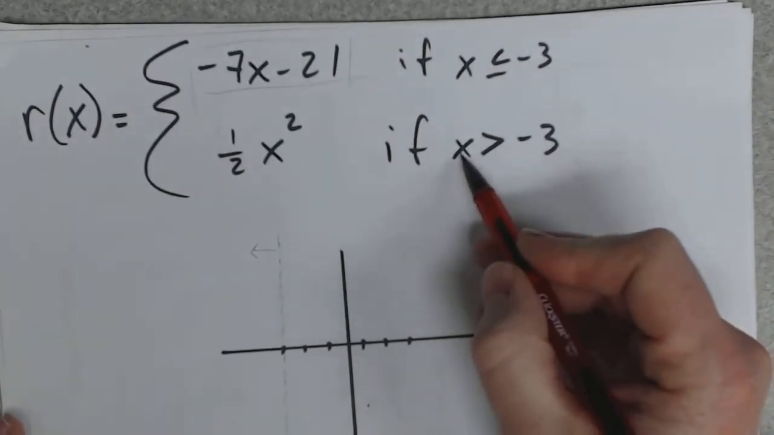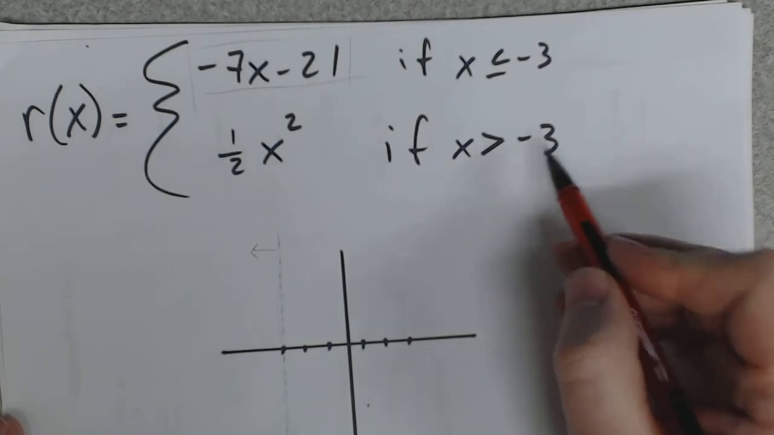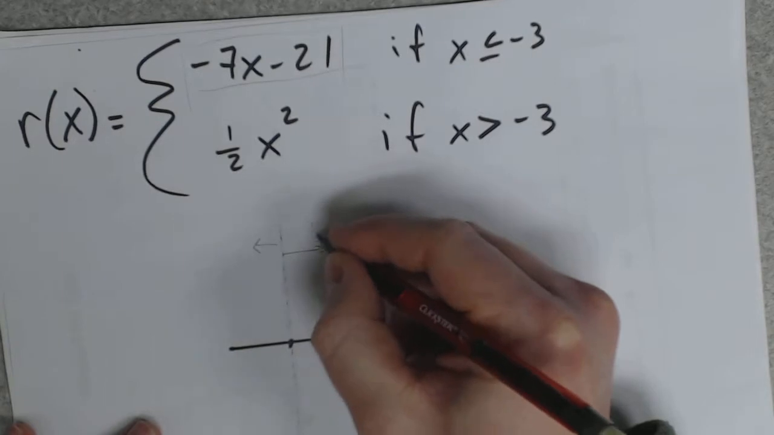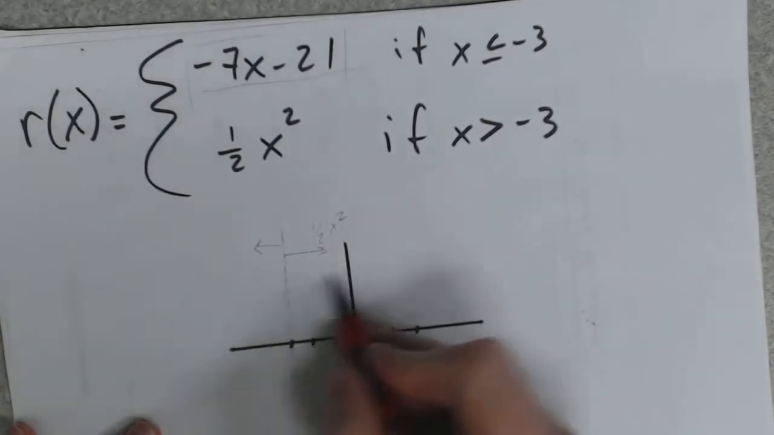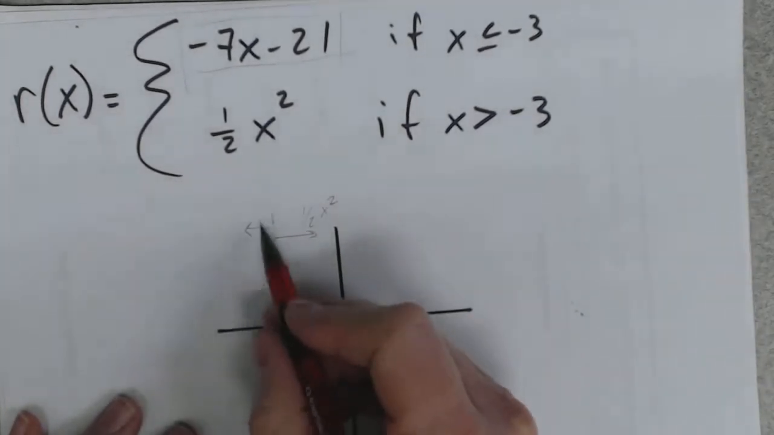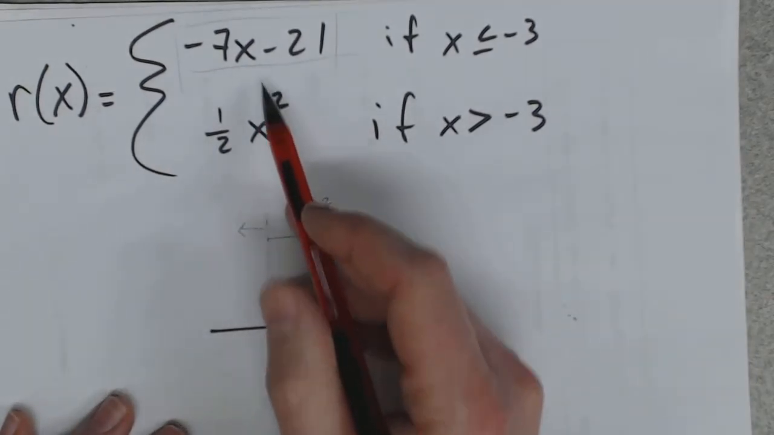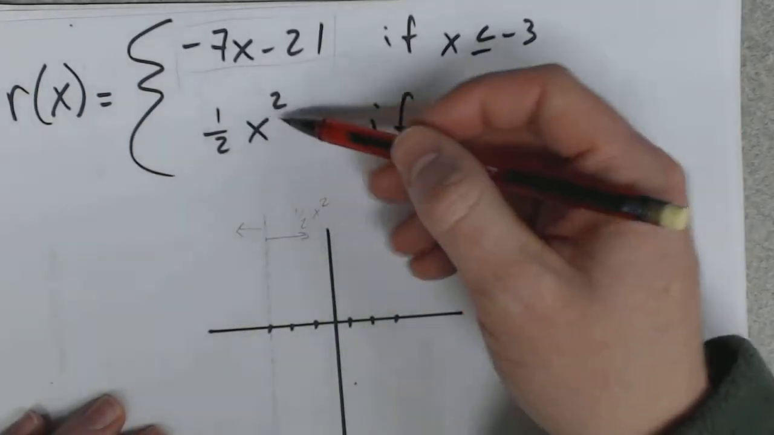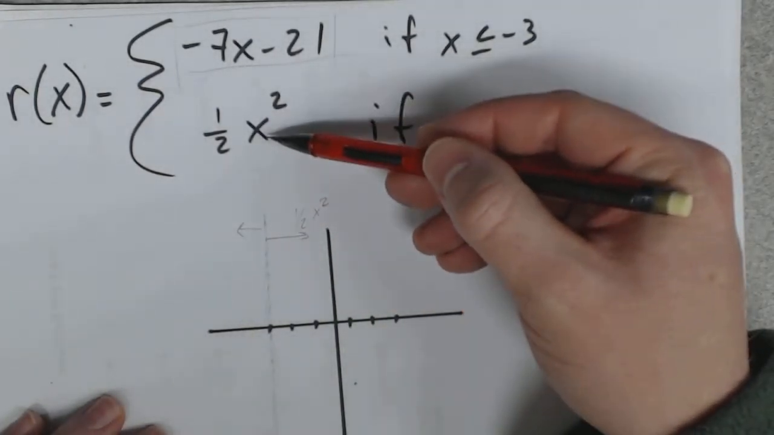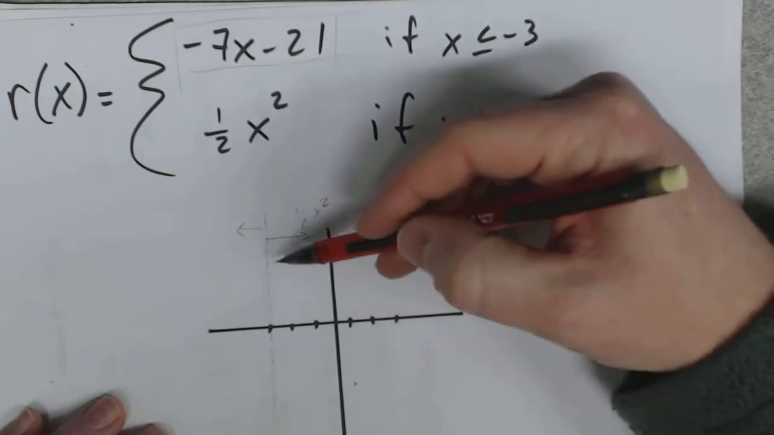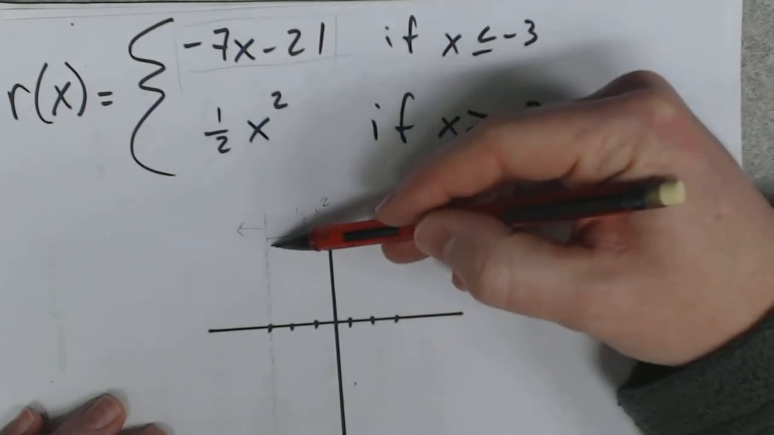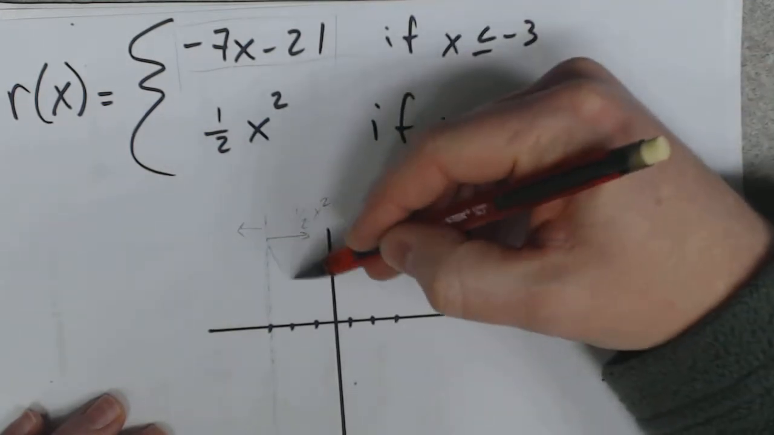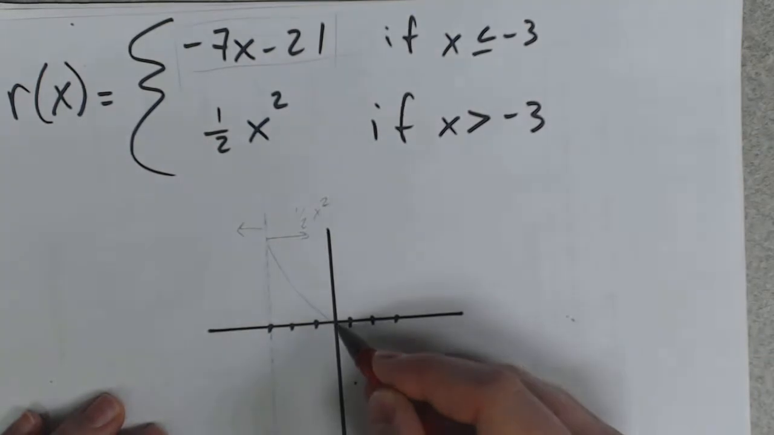This other guy is x is greater than -3. Well, the x value greater than -3 goes to the right. So the 1/2 x squared has to be on the right side. The -7x minus 21 is on the left side. Now that parabola, this is going to be a parabola because it's x squared, and I'm just kind of roughing this in here. This is not exactly what it would look like.